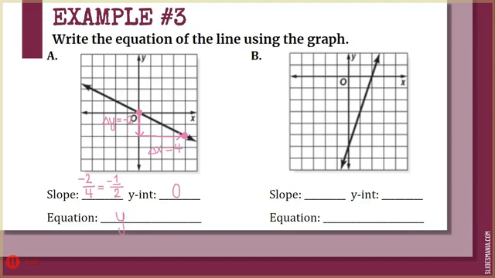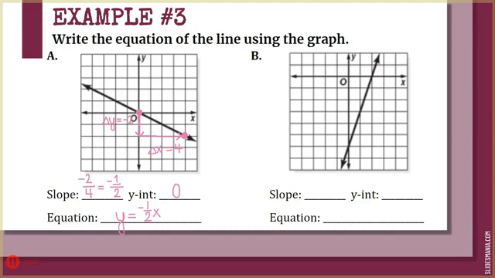So my equation becomes y equals, my slope is -1/2. I always put an x. And then we never put a +0. If your y-intercept is 0, you will never see the +0. So we just write that as y equals -1/2 x.